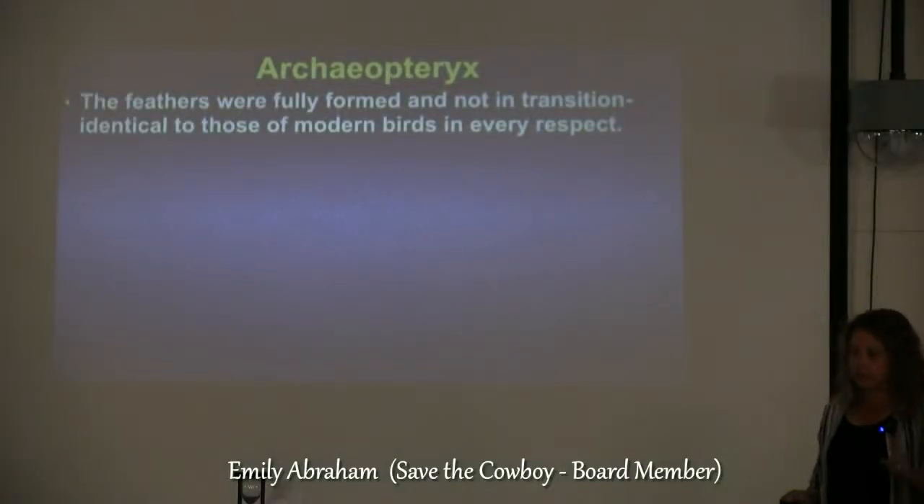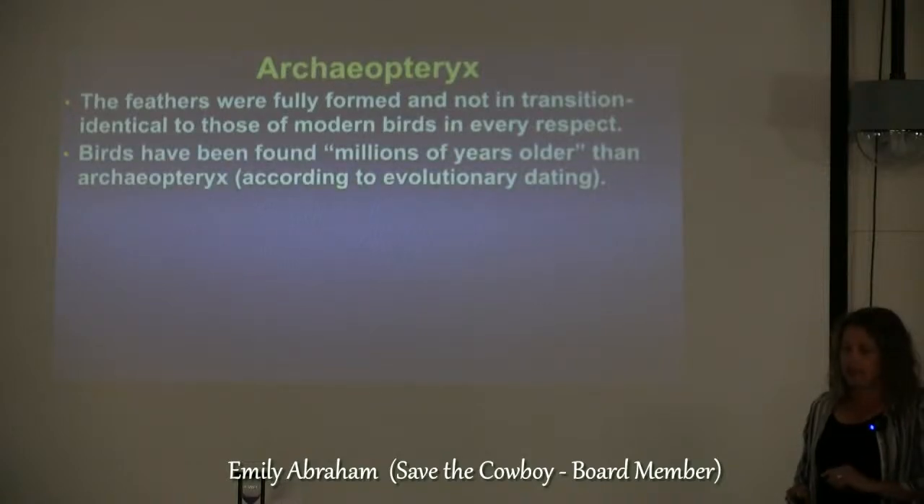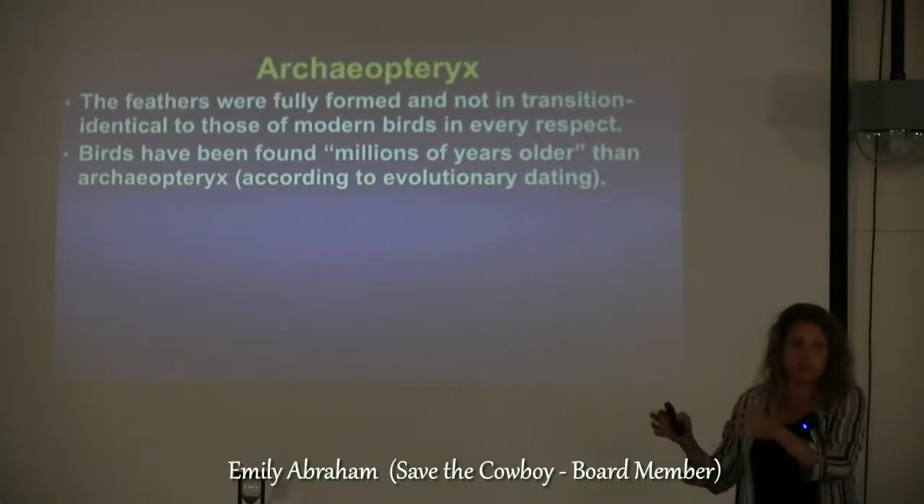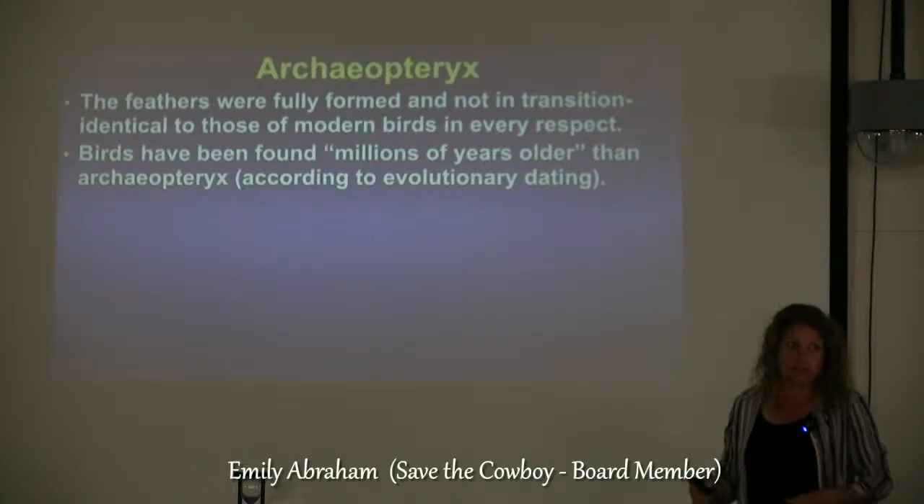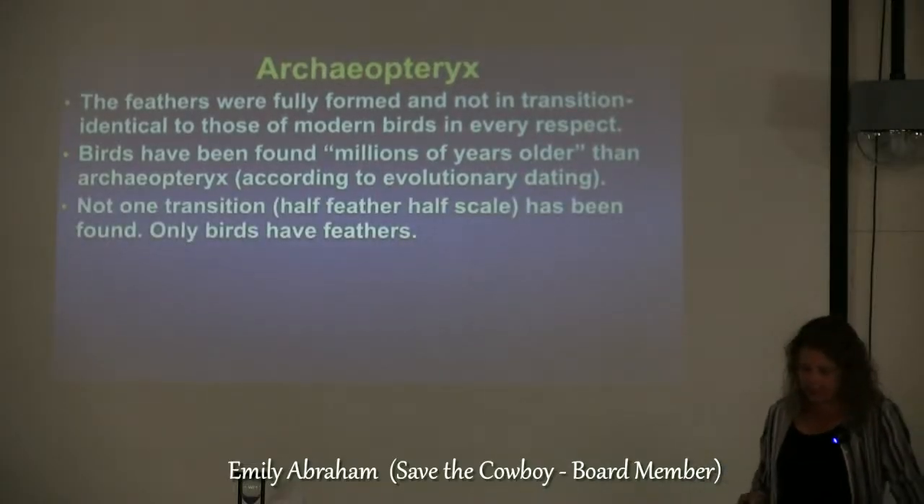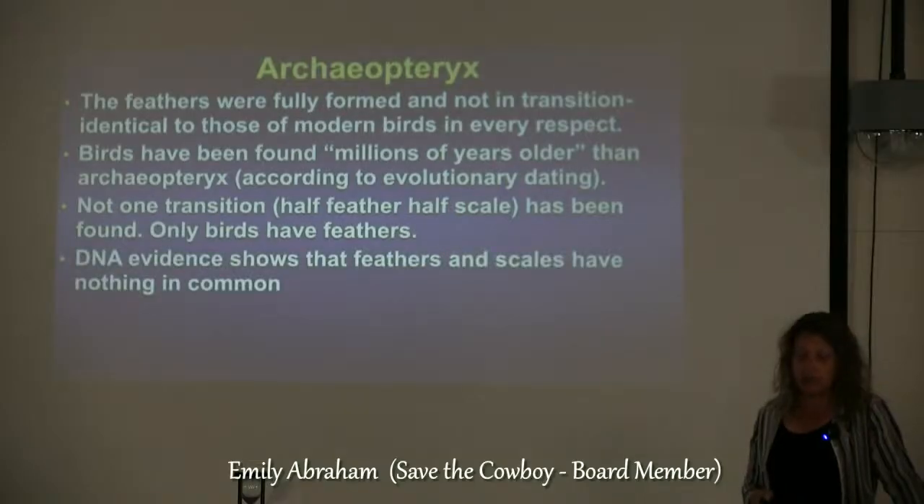The feathers are fully formed. They're identical to modern birds. These birds have been found millions of years older than this Archaeopteryx, according to their theory and their time scale. There's not one transition of feather to scale. They're either feathers or scales, okay? You cannot have a feather turn into a scale or a scale turn into a feather.